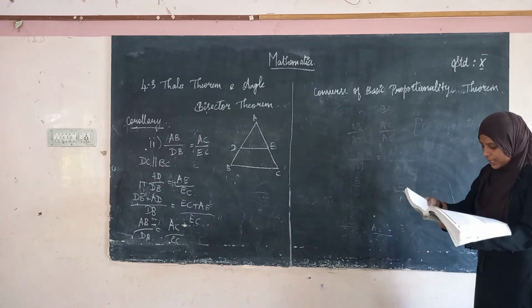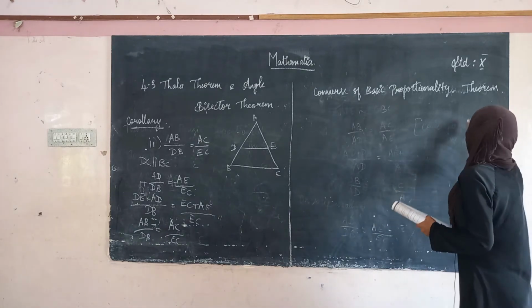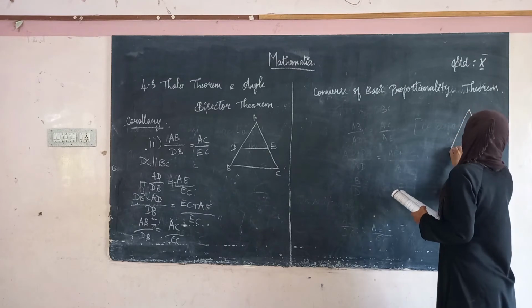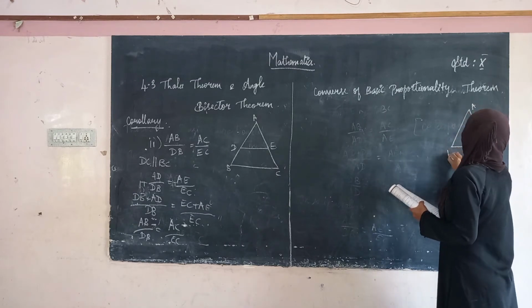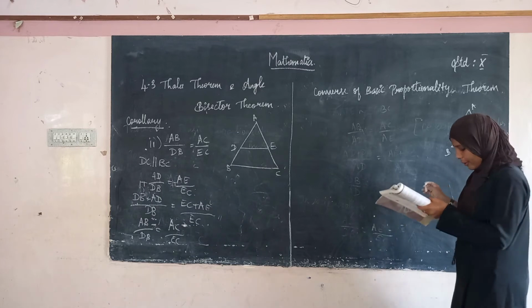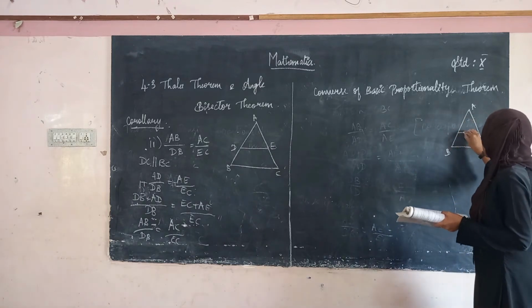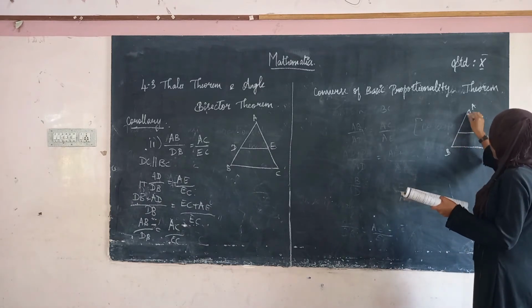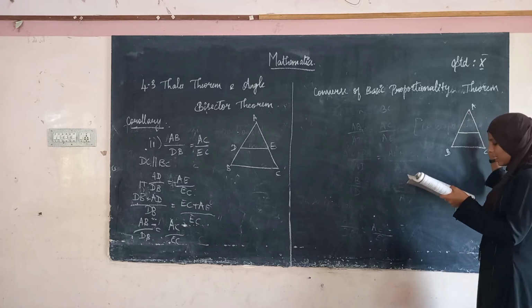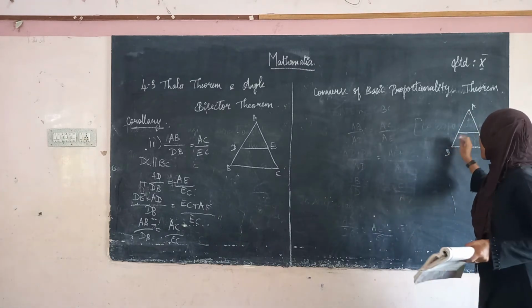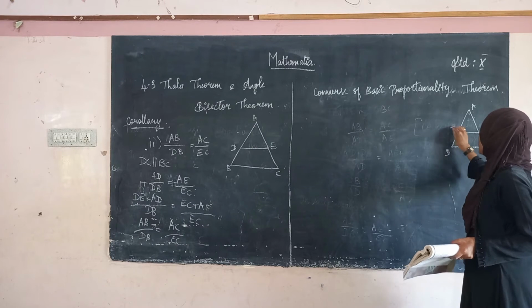Okay, if a straight line, the same diagram, okay. If a straight line divides any two sides of a triangle in the same ratio, then the line must be parallel to the other side, okay.